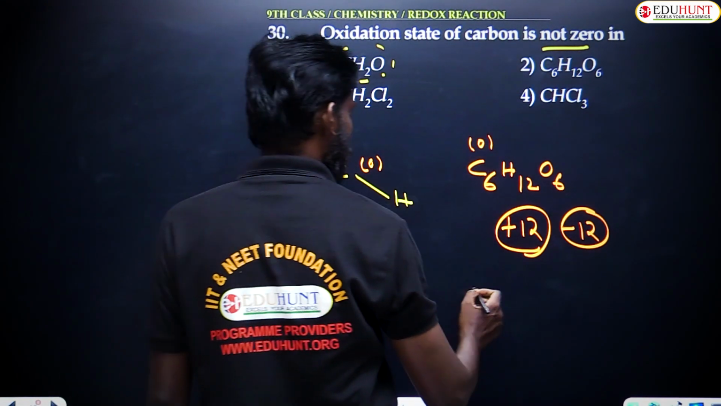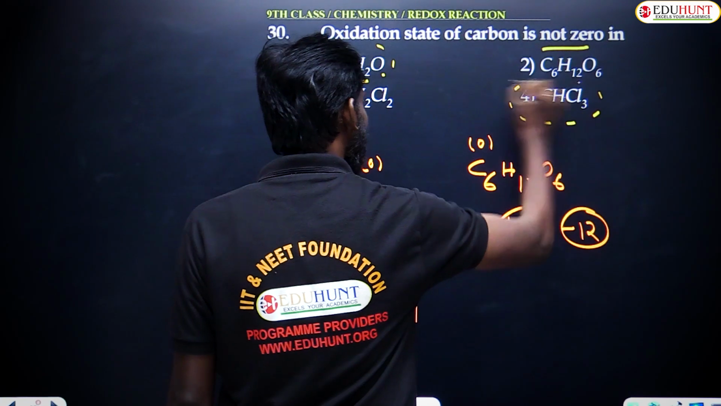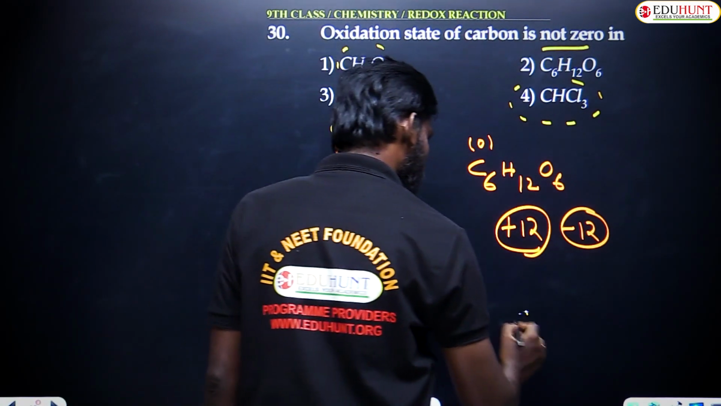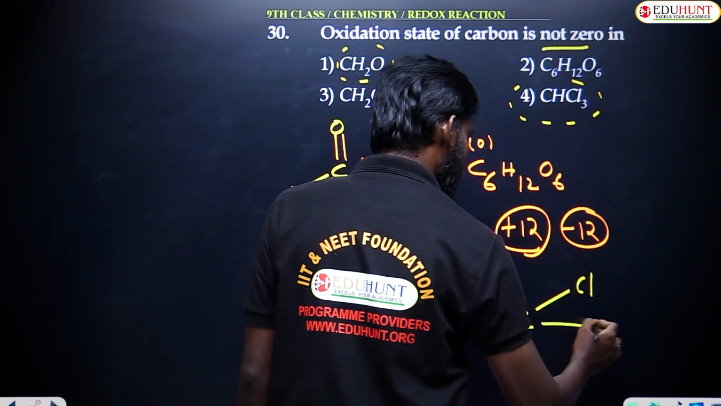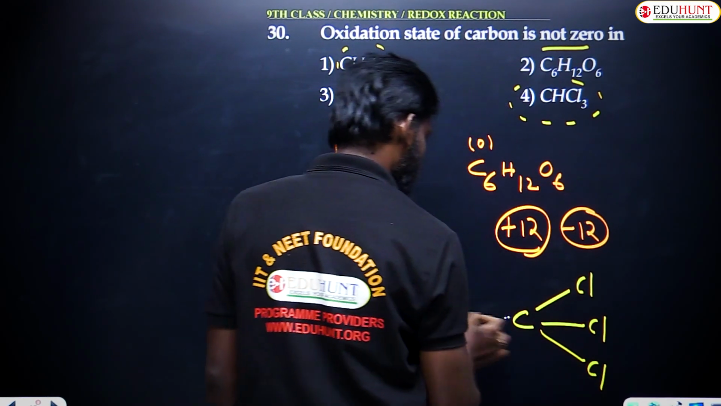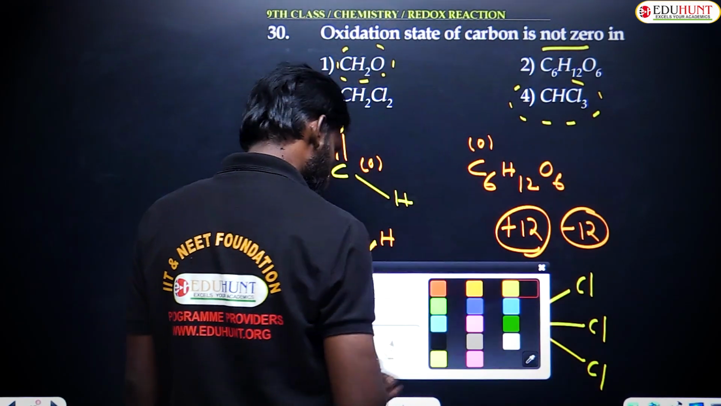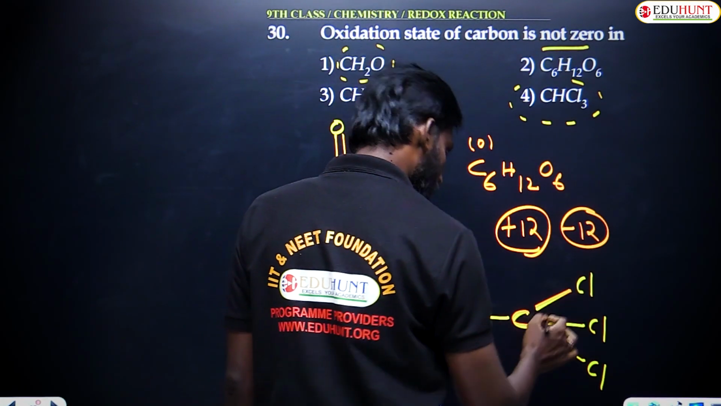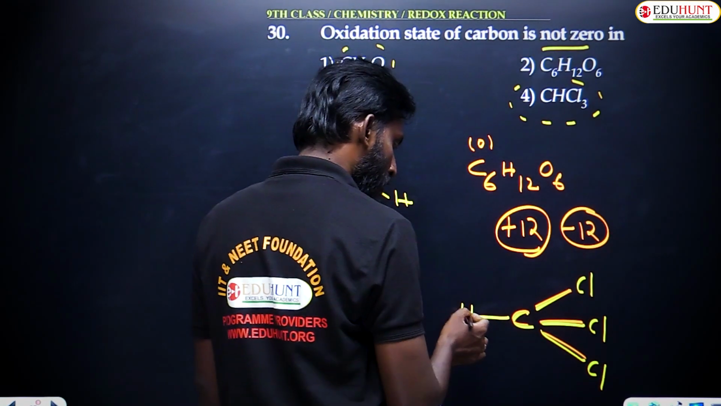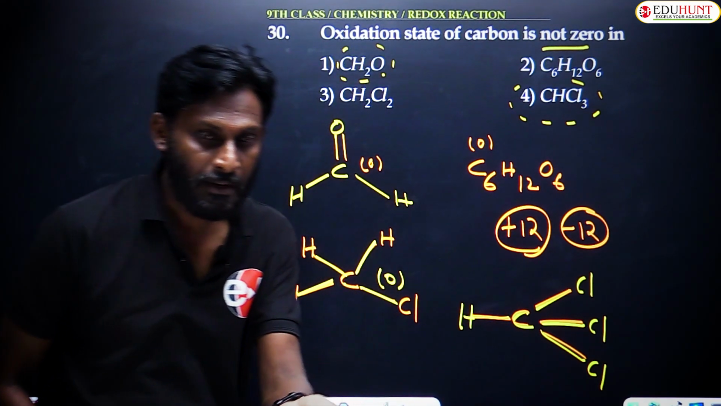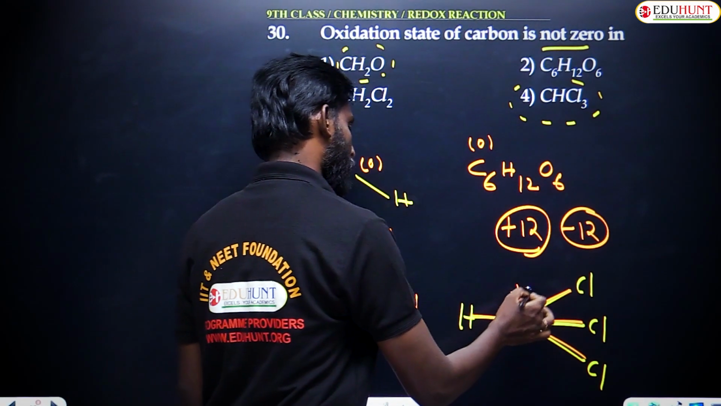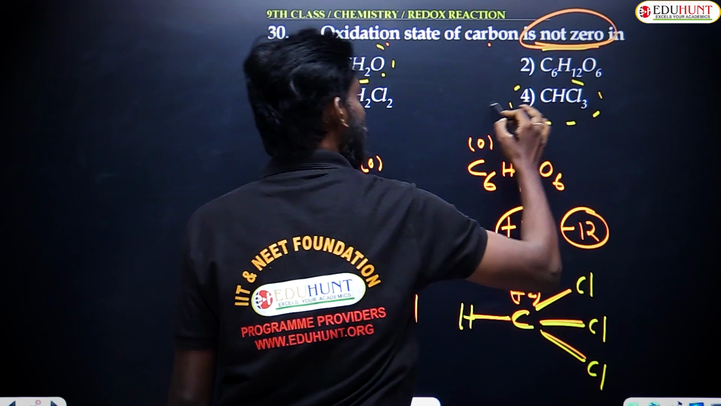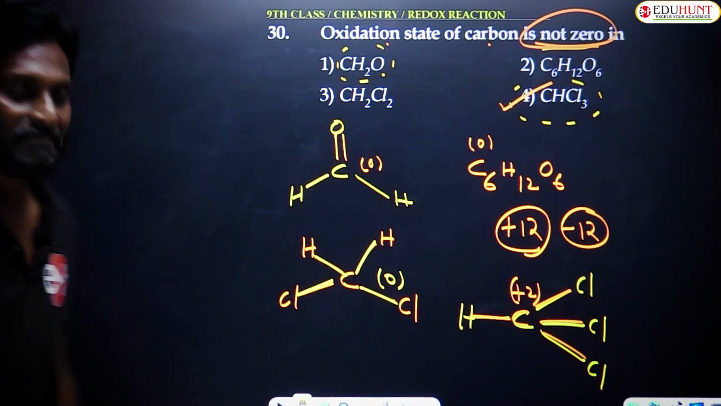Last but not least, because this is the answer for us. Obviously, the fourth one is the answer, right? Single correct option. So this is chloroform, CHCl3. Then the oxidation state of carbon in chloroform is going to be +1, +2, +3, -1. Plus 3, minus 1. So it is going to be +2. So the oxidation state of carbon is not 0 in the fourth option.